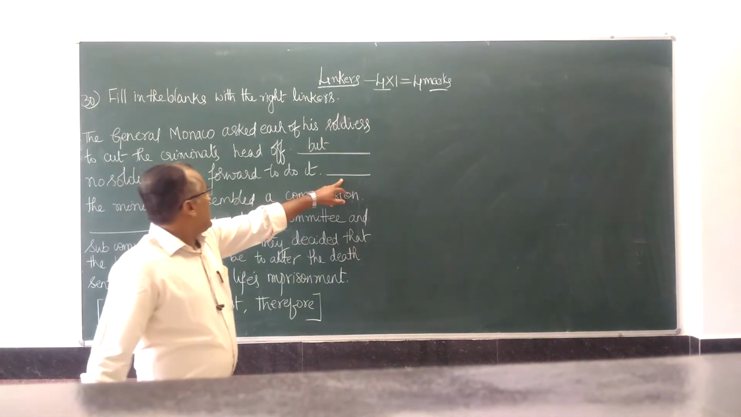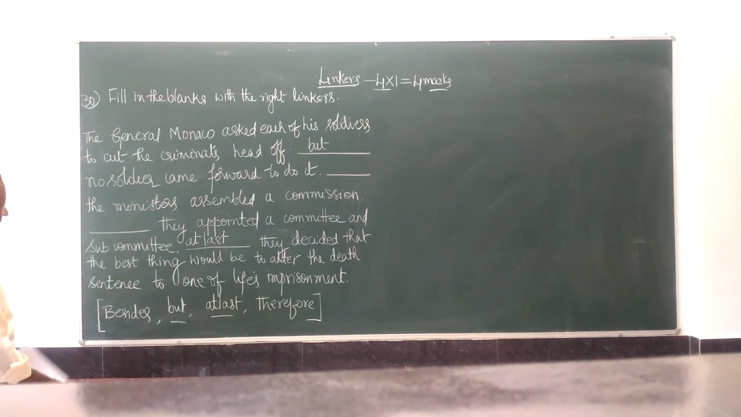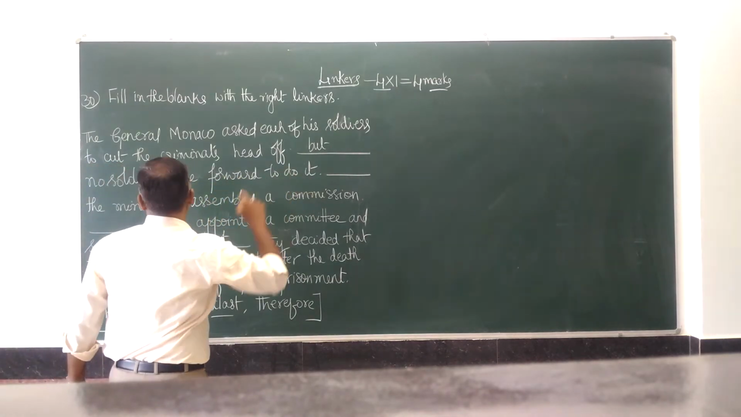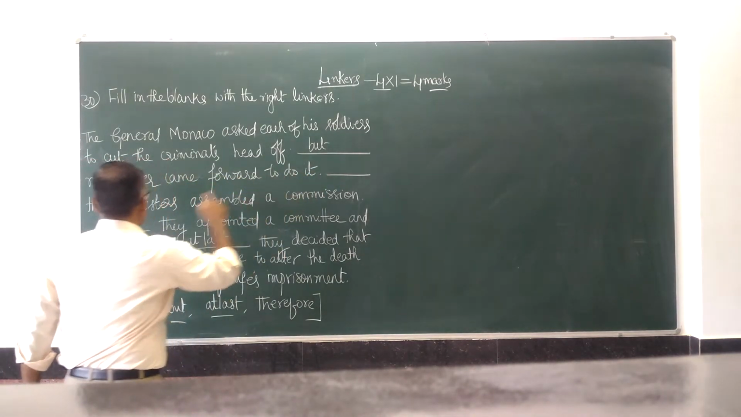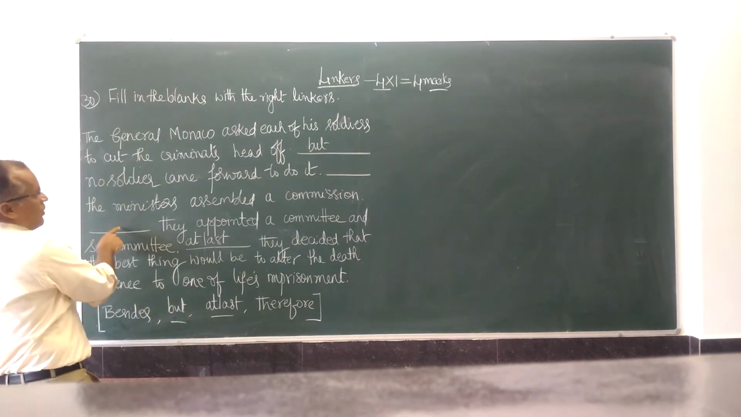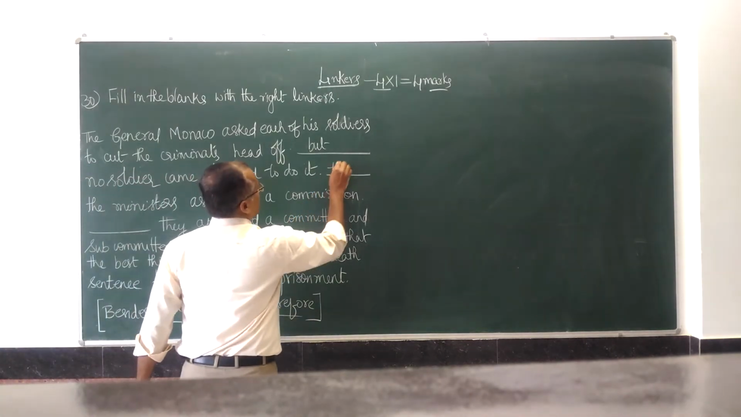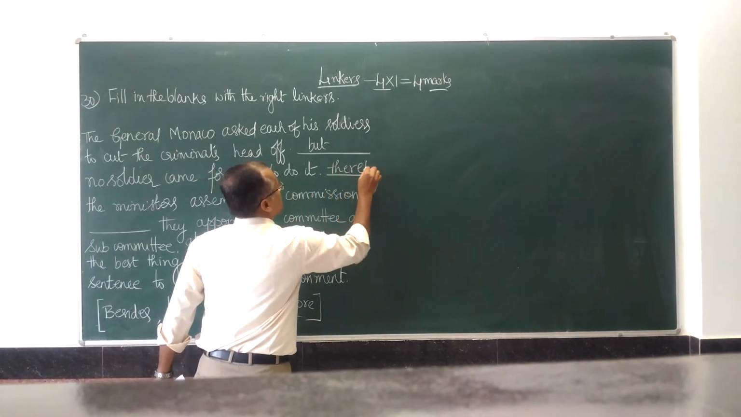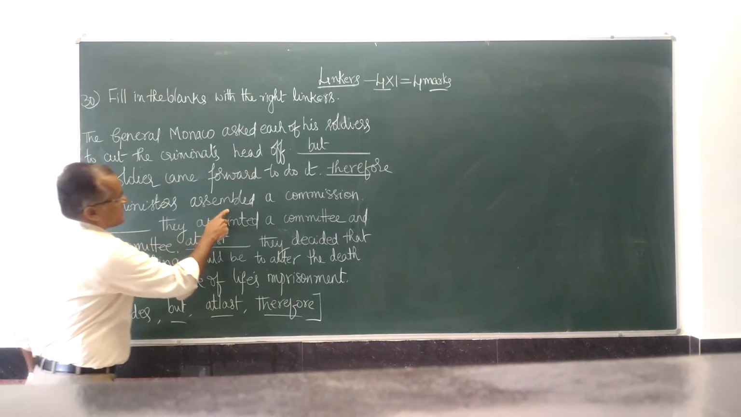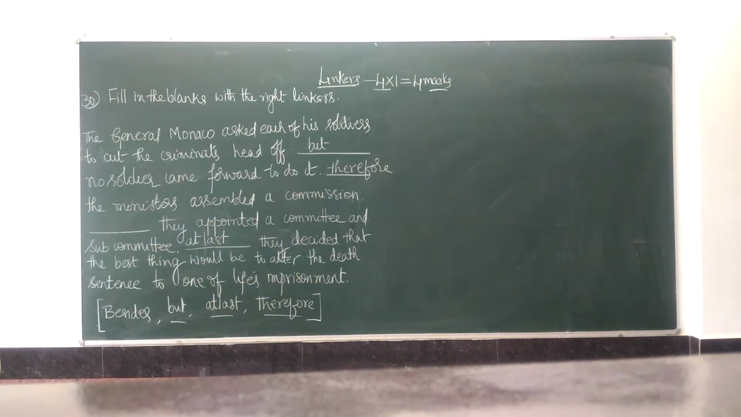Now, dash, the ministers assembled a commission. We can, but no soldier came forward to do it. If I use therefore, the ministers assembled a commission, now see that if I use therefore, I think it will be a suitable one. Therefore, the ministers assembled a commission.